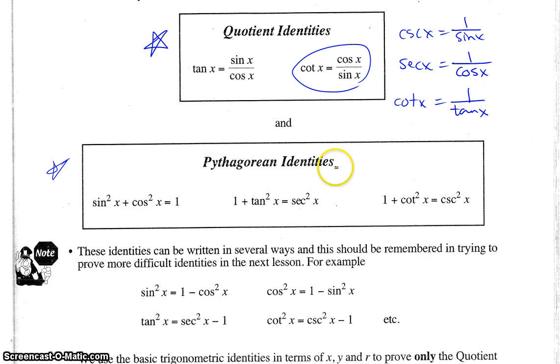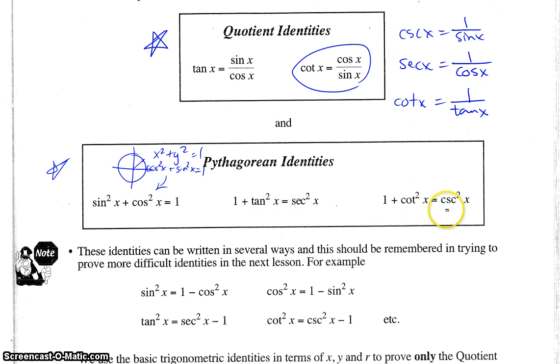Then we have Pythagorean identities, and these identities really are developed from the unit circle. If you recall, the equation of the unit circle is x squared plus y squared equals 1, and x squared is cos squared, and y squared would be sine squared, because x is cos, y is sine on the unit circle. And look at that. That's the same identity.